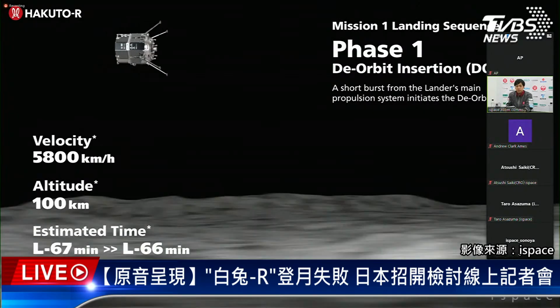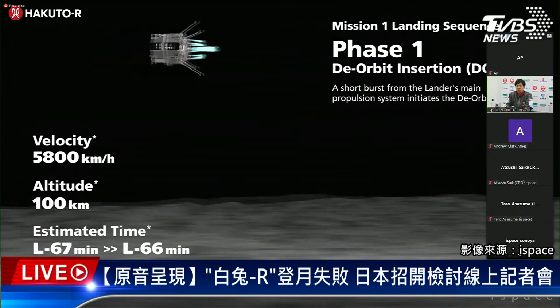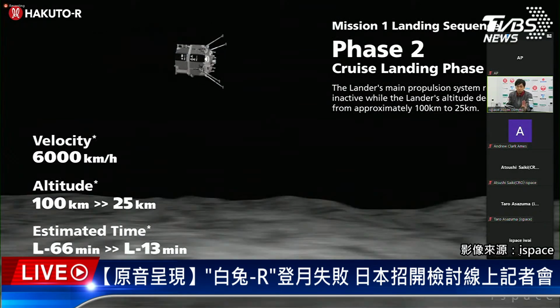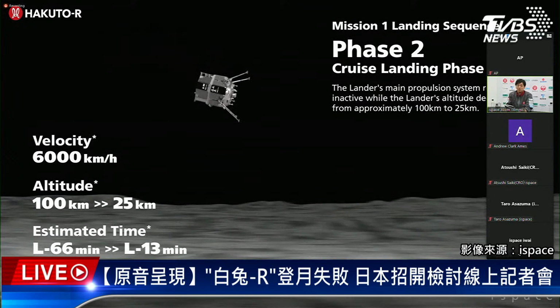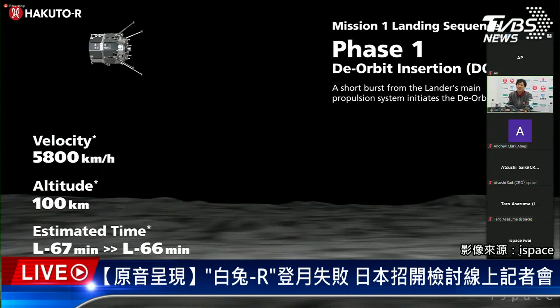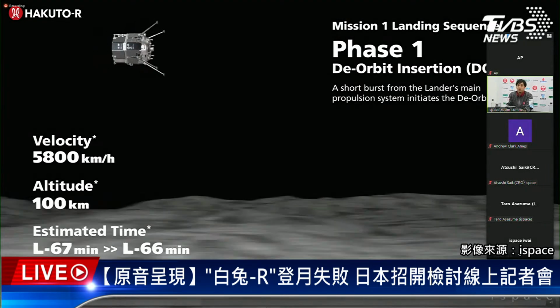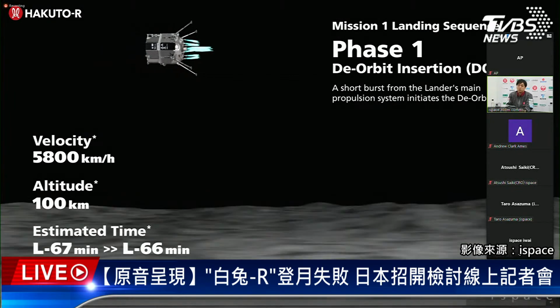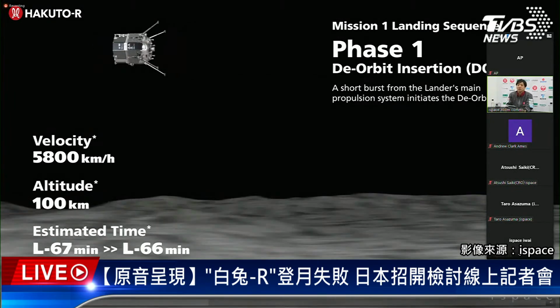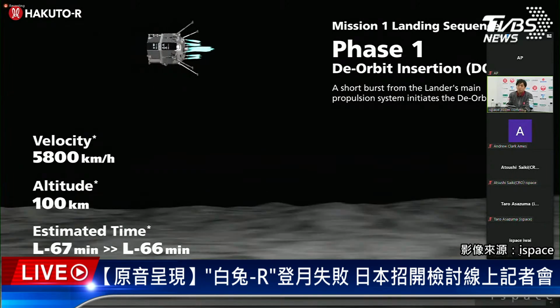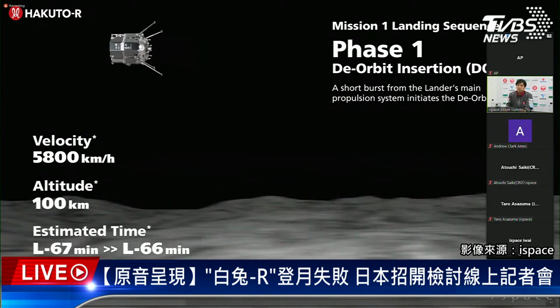From this slide, I'm going to explain the sequence with animation. Please move back. Sorry, now phase 2. Okay, yes, phase 1. The first phase is the deorbit insertion maneuver. Before starting the landing sequence, the lander is in a 100 kilometer circular orbit. After this DOI, the lander changed the orbit and targeted a 100 kilometer by 20 kilometer elliptical orbit.